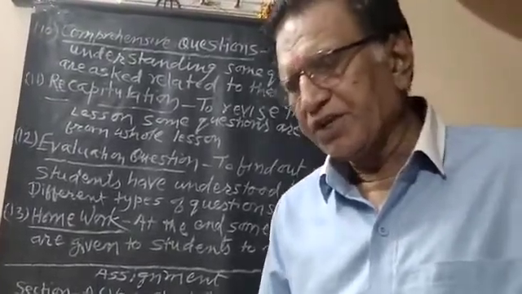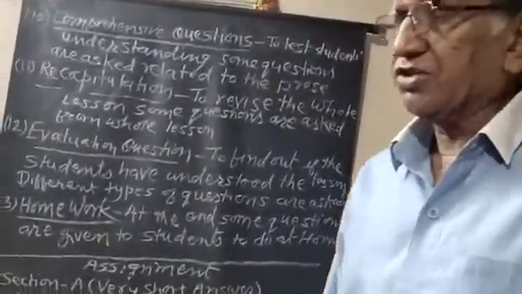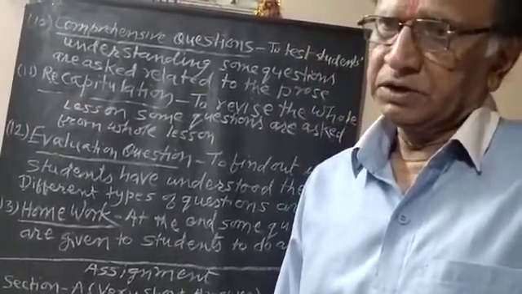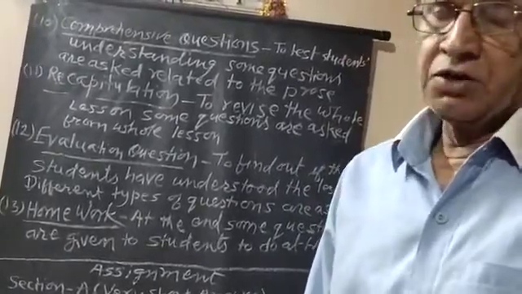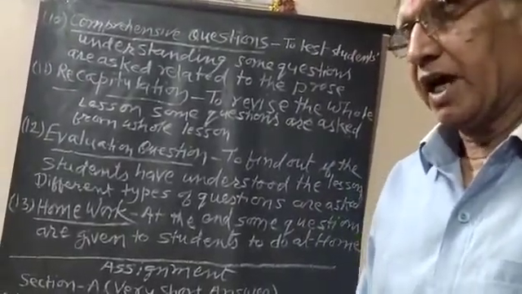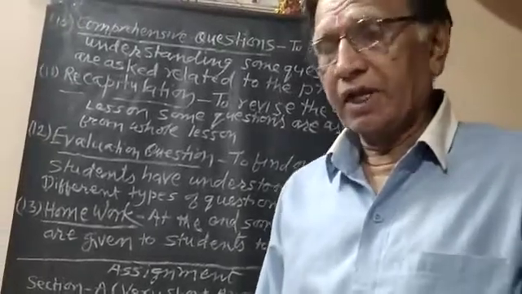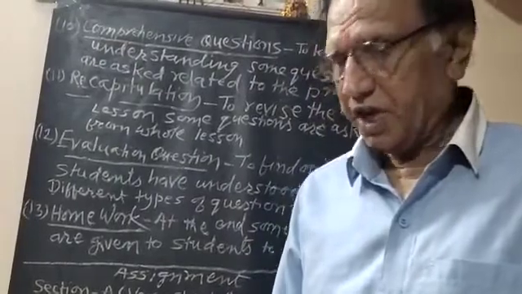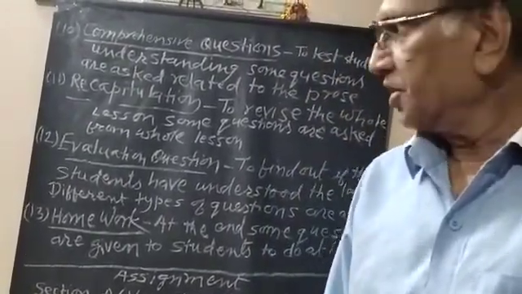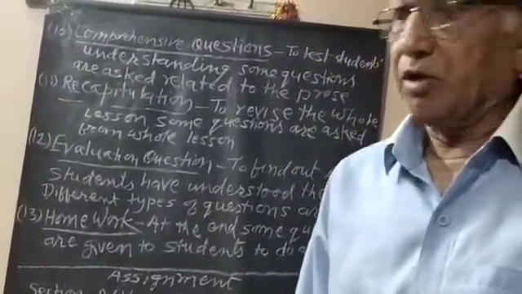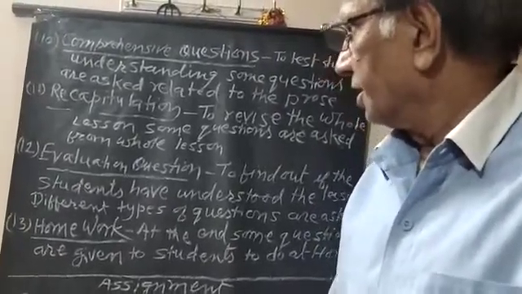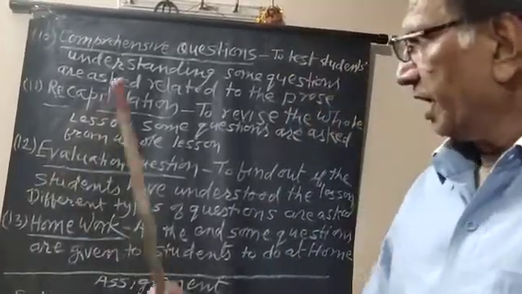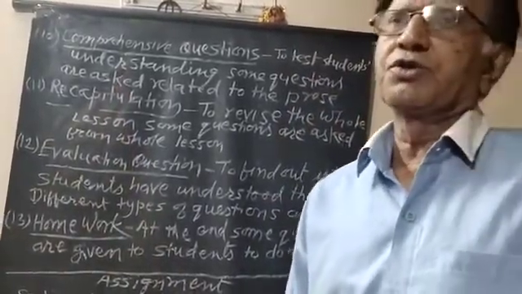In recapitulation, the teacher again asks some questions from the whole paragraph to check whether the students have understood the paragraph completely or not. That should be checked here. And this is the last step of this presentation stage. Now comes the 12th, that is, evaluation question.